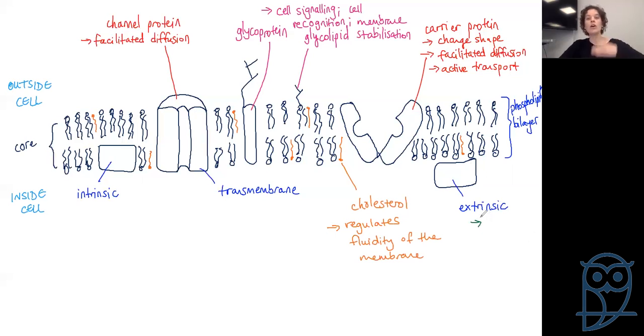So we can have that knock-on effect of the signal coming through, and an extrinsic protein can, for example, be an enzyme. Let's actually say e.g. enzyme. So we can cause an effect on this membrane-bound enzyme from outside the cell.